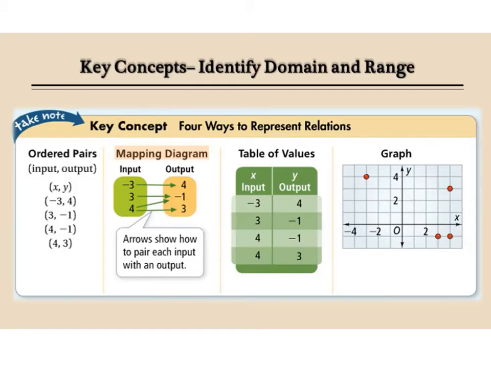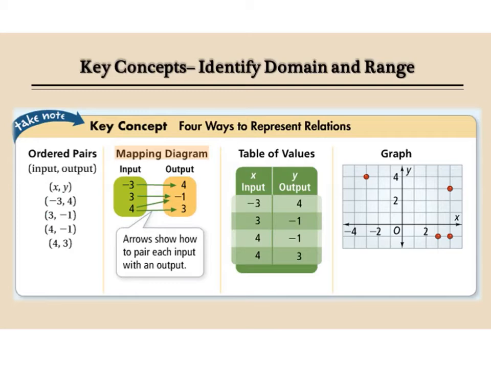All right, here are the 4 ways that you will see relations represented. The first way is ordered pairs, where we have an x value and a y value. When you have an x and y value, an ordered pair, that is a relation. If you have a mapping diagram where you have an input and an output, that is also a relation. You will also have arrows going from the input to the output.